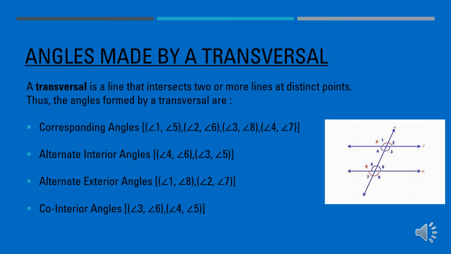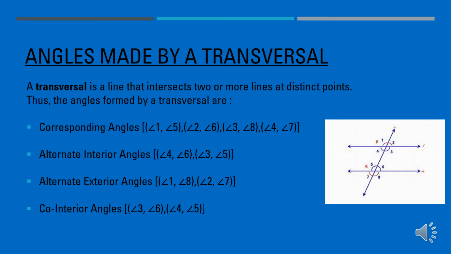Now we will study angles which are made by a transversal. But first of all, we must know what a transversal is. A transversal is a line that intersects two or more lines at distinct points. As you can see in the figure, the transversal is intersecting lines L and M. Now when the transversal intersects the lines, different types of angles are formed.